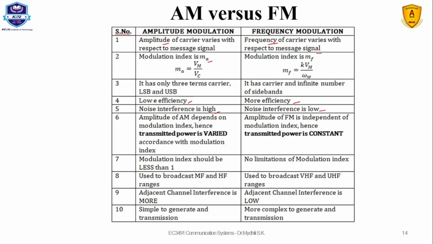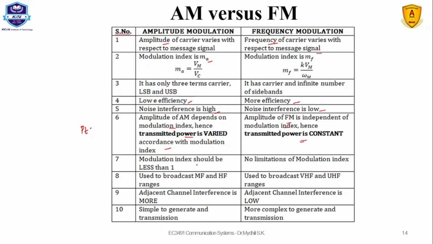The amplitude modulation, or AM, depends on the modulation index, and hence the transmitted power varies in accordance with the modulation index. The equation itself we have seen with respect to the modulation index. So the transmitted power varies in the calculation of the PT term. But for frequency modulation, the amplitude of FM is independent of the modulation index and the transmitted power will become constant here.